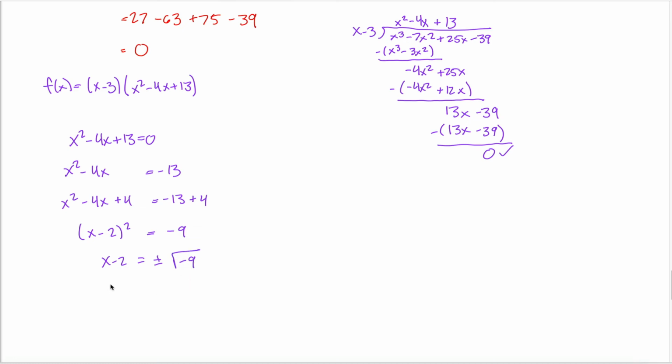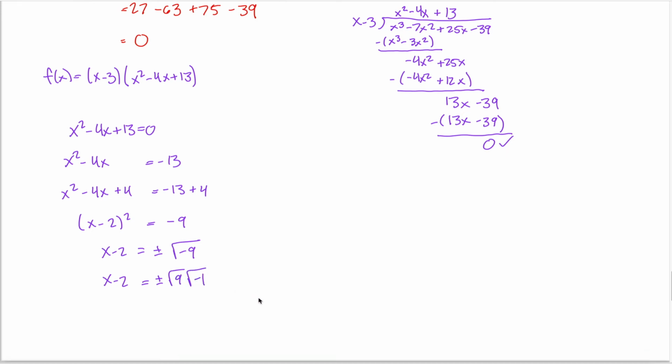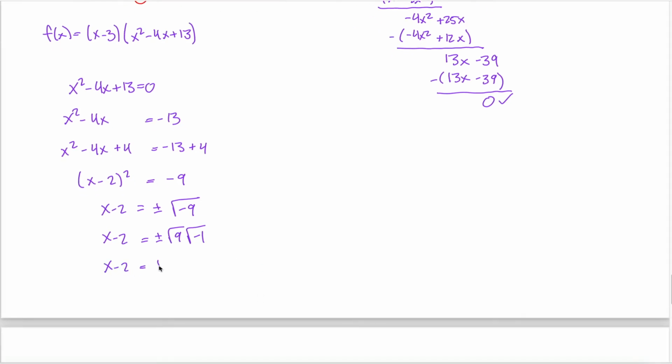Uh-oh, that's a problem. No, it's not. It used to be, but it's not anymore. We can just view the square root of negative 9 as the square root of 9 times the square root of negative 1. x minus 2 is equal to plus or minus 3, the square root of 9, times i, the square root of negative 1. If I add 2 to both sides of the equation, I get x equals 2 plus or minus 3i. In other words, my complex roots are at x equals 2 plus 3i and 2 minus 3i.